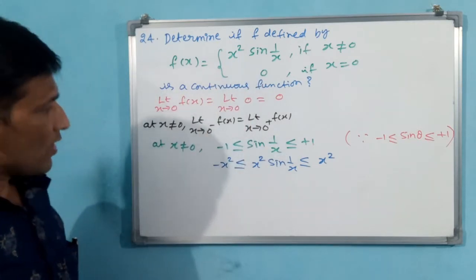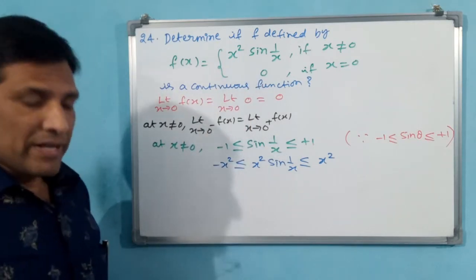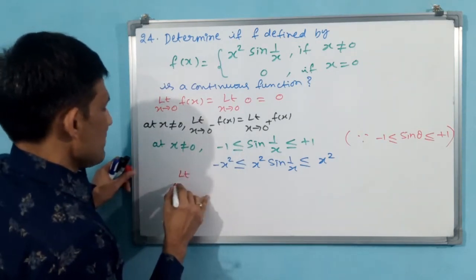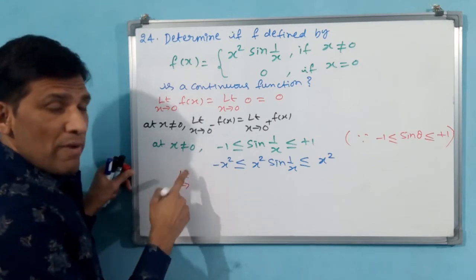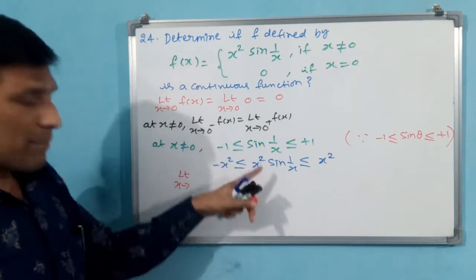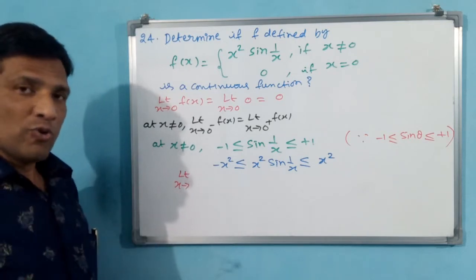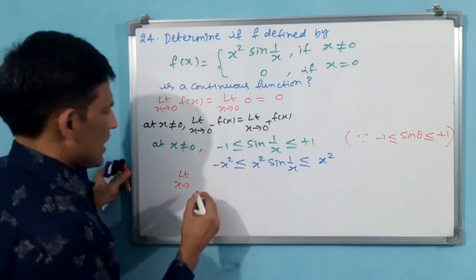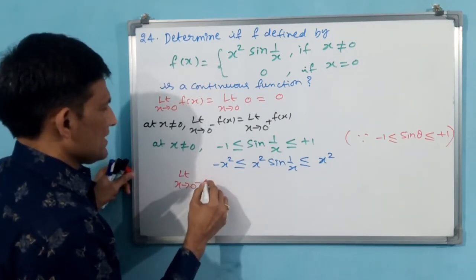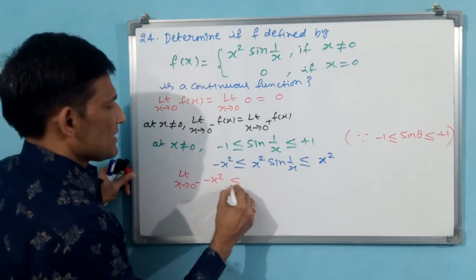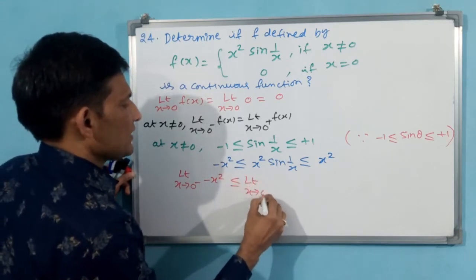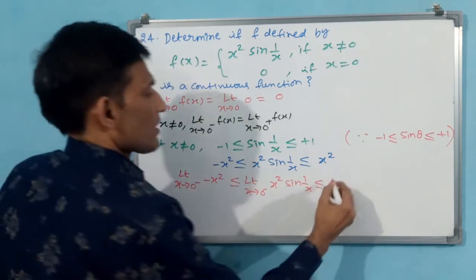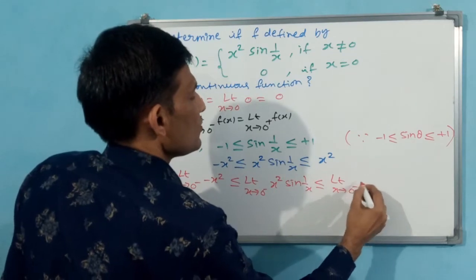Okay? Now I am applying limit. Limit x tends to 0, you apply 0 minus or 0 plus, but while application you are going to give 0 only. You know very well, at x not equal to 0 you can take 0 minus or 0 plus, both are same. I am taking 0 minus only. 0 minus: limit x tends to 0 minus of minus x square is less than or equal to limit x tends to 0 minus of x square sine 1 by x, and limit x tends to 0 minus of x square.